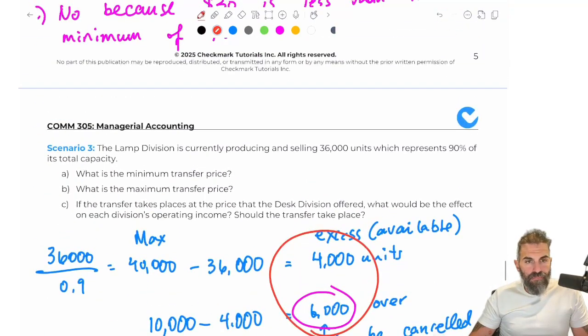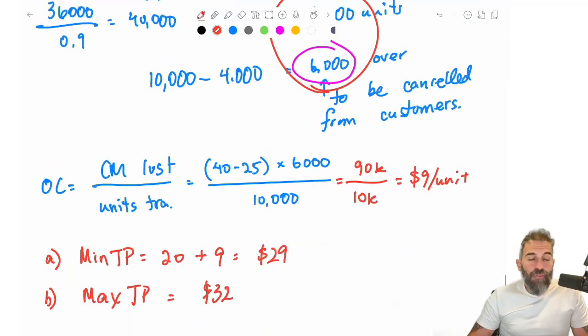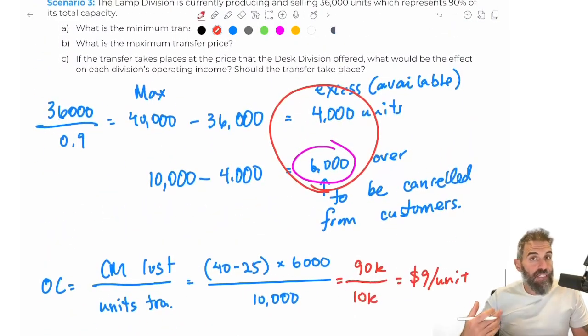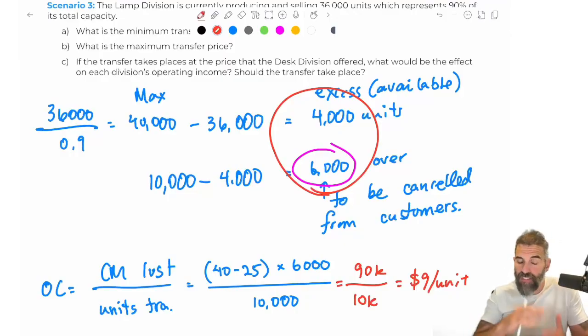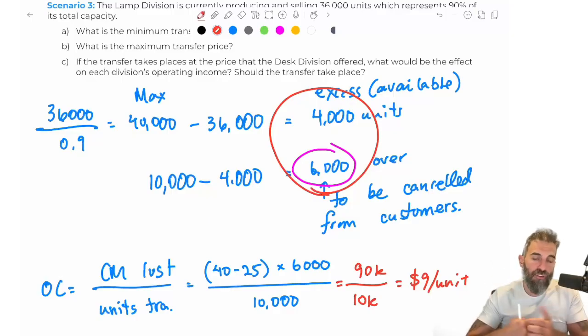Okay, guys, so that's pretty much it, there's one more thing for us to do, but that's the idea, guys. Read your question carefully. Establish, do we have capacity? Do we have no capacity? Do we have partial capacity? And that will dictate how many units you're going to have to cancel. And then with that, you can find your opportunity cost. And then it's just formulas.